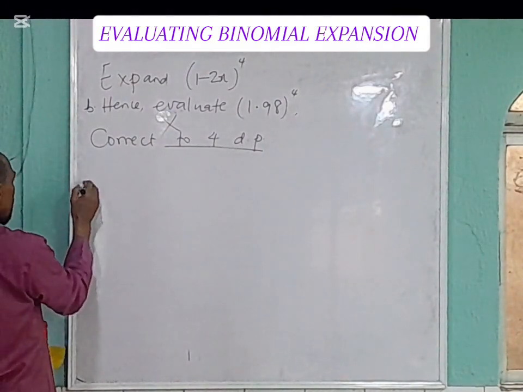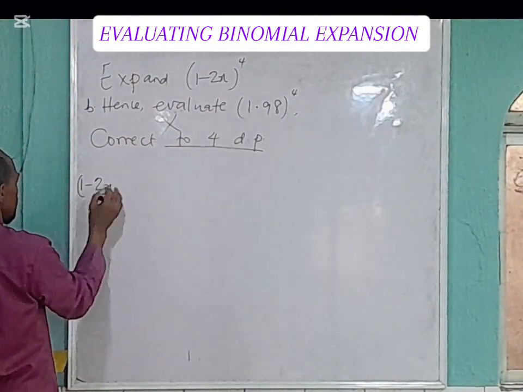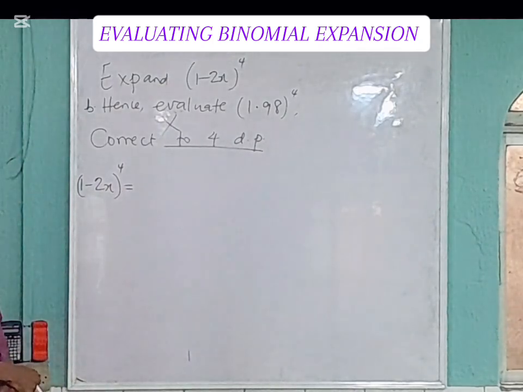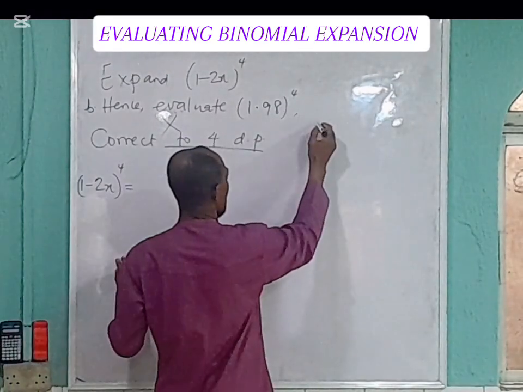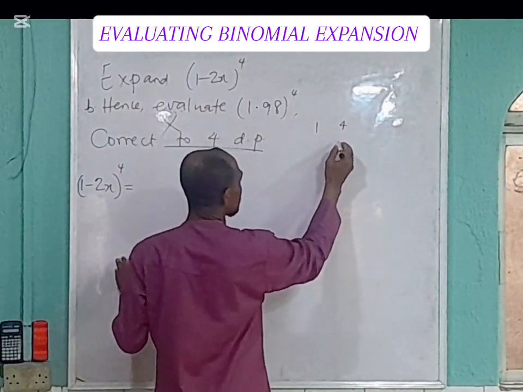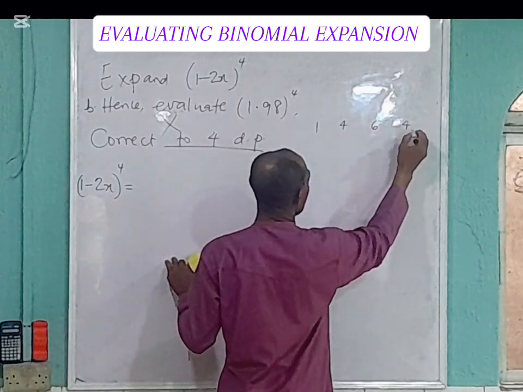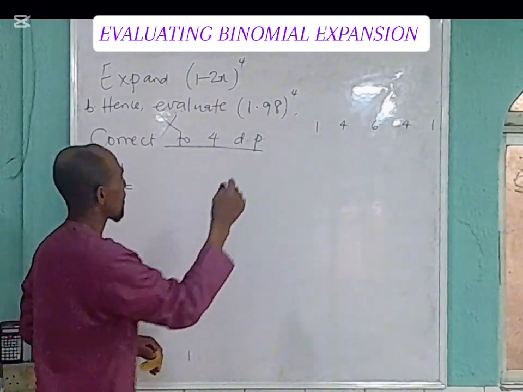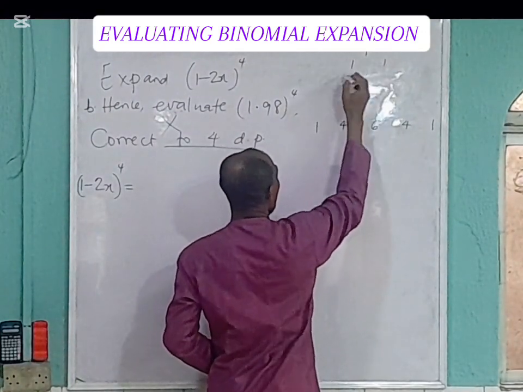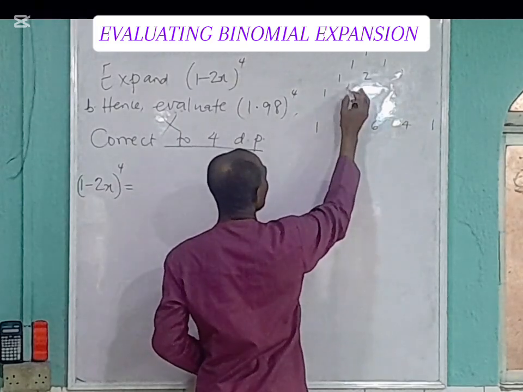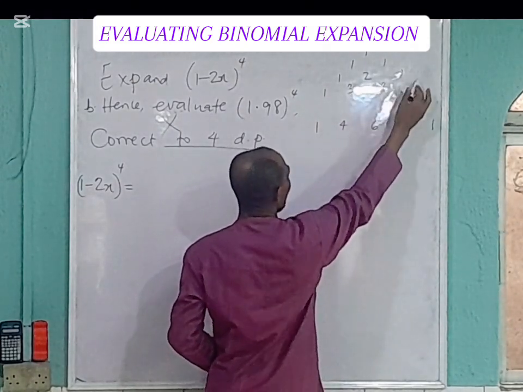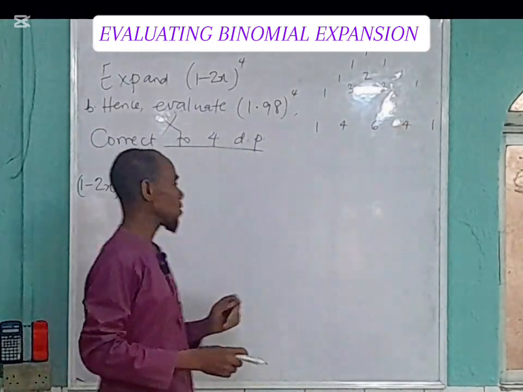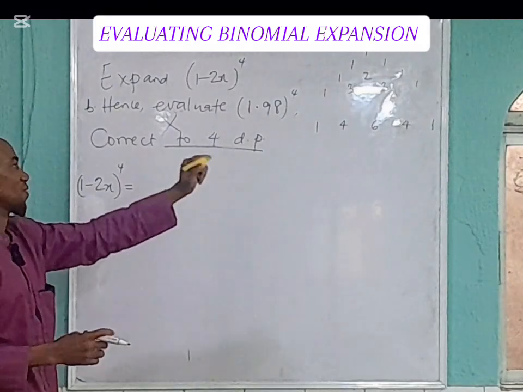Now, so 1 minus 2x to the power of 4. I can choose to use my Pascal's triangle here. Power 4 is going to be having 1, 4, 6, 4, and 1. Because remember, we have 1, 1, 1, 1, 2, 1, 1, 3, 3, 1. So power 4 is going to be 1, 4, 6, 4, 1. So by using Pascal's triangle, we're going to have coefficients 1, 4, 6, 4, 1.